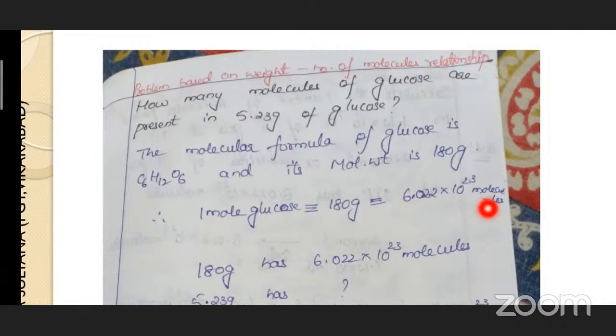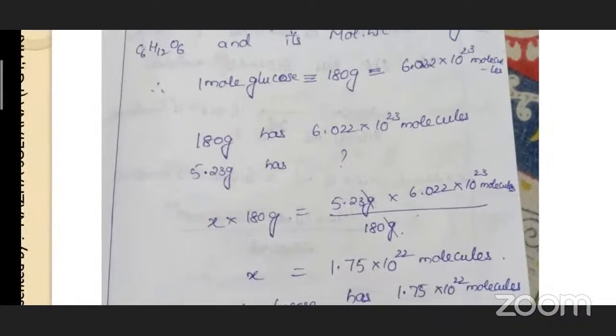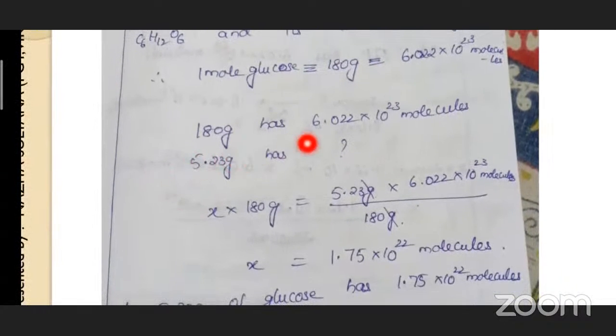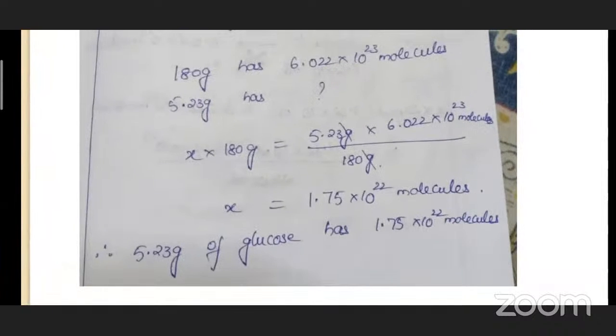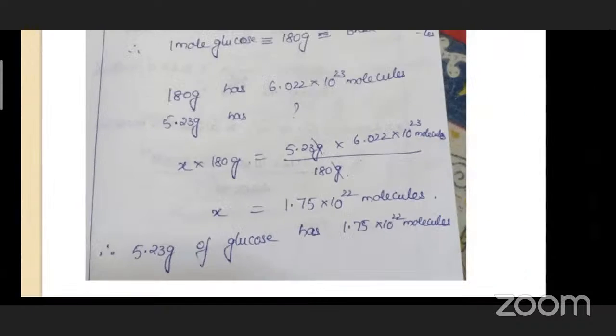So you see here, again, 180 grams has these many particles, 5.23 has how much? Go for cross multiplication. So the unknown quantity is taken as x. 180 into x is equal to 5.23 into 6.022 into 10 to the power of 23. So upon solving, you'll get the answer. That is 1.75 into 10 power 22 molecules. Hope you have understood it.